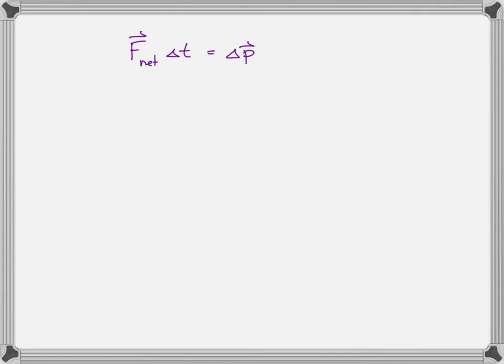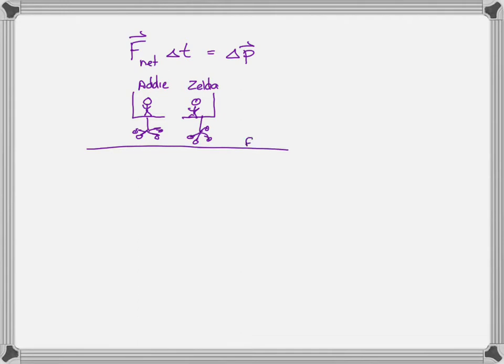Let's take two people. If we were in the classroom right now, we could show this, but let's put them in rolling chairs. Okay, so there's one person, and here's another person. Addie and Zelda are in two rolling chairs, and they're big enough so that they can push on each other. Let's assume that we're on a frictionless surface, or the rolling chairs make it so we don't have to worry too much about the friction.